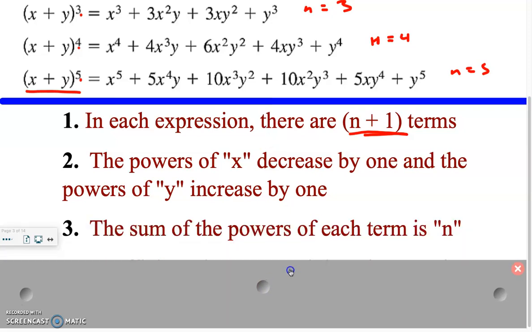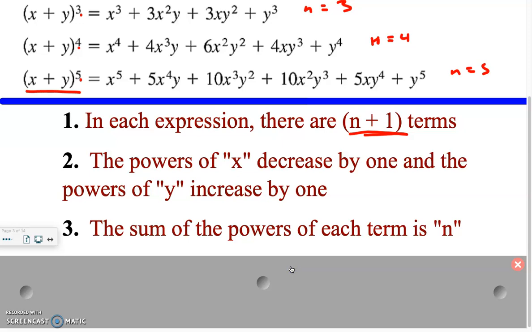Okay, the third thing that we want to notice is that the sum of the powers in each term is n. So again, we keep using this last line as well. If we look at each individual term and we add the exponents together, 5 plus nothing is 5. Here we have the x to the 4th, y to the 1st. So again, looking at my exponents, 4 plus 1 is 5. Here the exponents 3 and 2, 3 plus 2 is 5. Here they're 2 and 3, 2 plus 3 is 5. Here we have 1 and 4, 1 plus 4 is 5, and then 5 plus nothing is still 5.